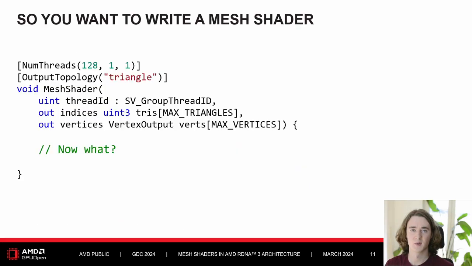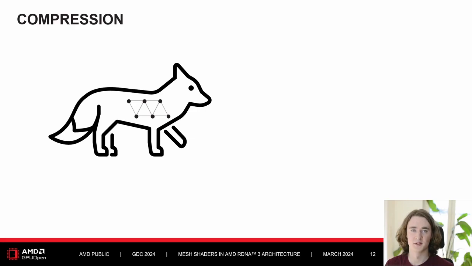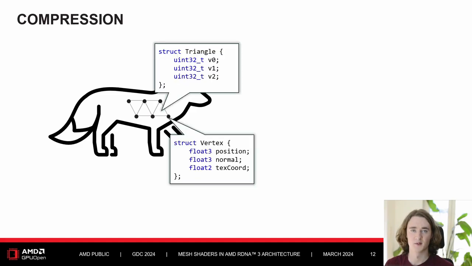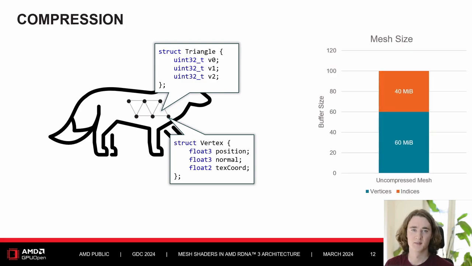For now, let's focus on what we can actually do with the mesh shader, apart from rendering those meshlets. Well, given the ever-growing geometric complexity of modern AAA games, we might be interested in compressing the data whilst rendering it. So, say in this example, our vertices are comprised of a vertex position, a normal, and a texture coordinate, and we're using 32-bit indices to define triangles. In a normal mesh, this will give you a 40-60 split between the index buffer and the vertex buffer. In this case, they nicely add up to 100 megabytes. So let's see how we can compress this.